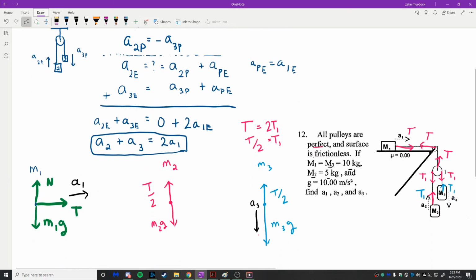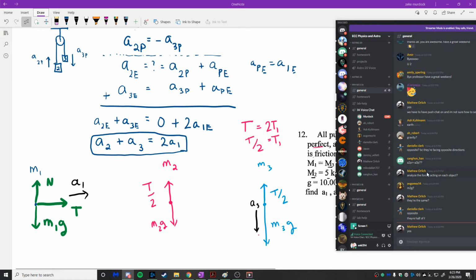In addition, in this system, the pulley has to go downwards because it has these two masses that are hanging on it. There's zero chance the pulley goes up. Would you guys all agree with that statement? There's no way the pulley's going to go upwards, right?